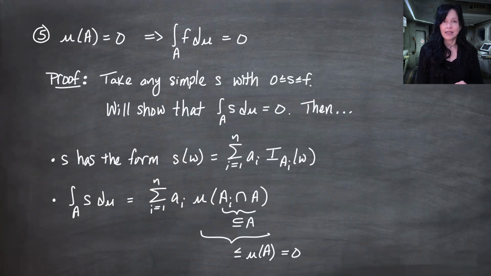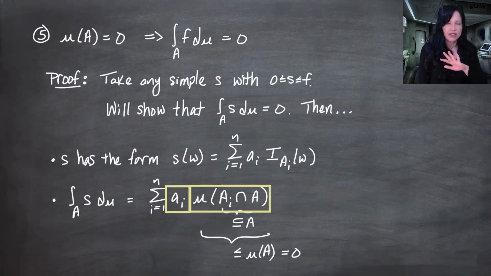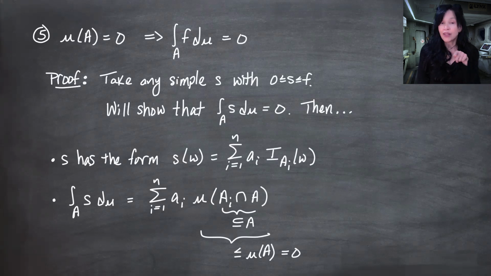So what I can conclude right now is that the integral of this simple function is less than or equal to 0. But the integral of this simple function, because it's assumed to be non-negative, these coefficients are non-negative, and if you take the integral, you're going to get the coefficients times mu measures of things. Everything is non-negative, so this simple function cannot get negative. If we proved now that it's less than or equal to 0, that means it must equal 0, and we're done proving property 5 in the list.